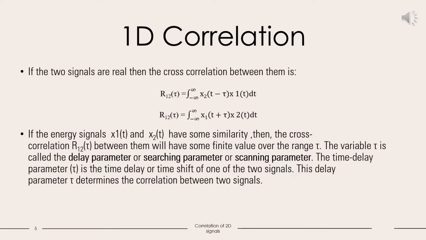If the energy signals x1 and x2 have some similarity, then the cross correlation r(tau) between them will have some finite value over the range of tau. The variable tau is called the delay parameter or searching parameter or the scanning parameter. The time delay parameter is the time delay or time shift of one of the two signals. This delay parameter determines the correlation between the two signals.